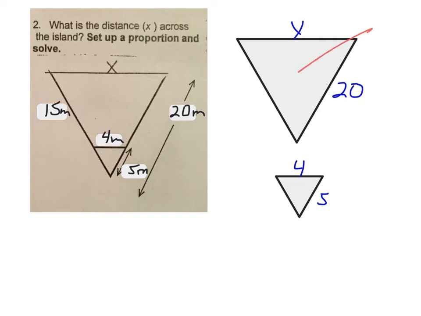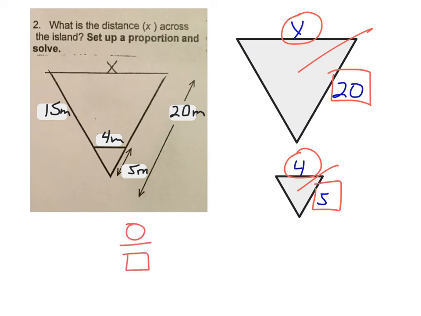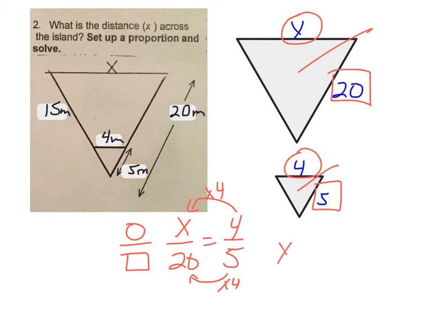To do it, we could just cut them in half there, which is circle, square, circle, square. So we have our proportion, which is just x over 20 equals 4 over 5. Now scale factor right there is times 4, times 4, just 4 times the side lengths, so your x equals 16, and that is 16 meters.